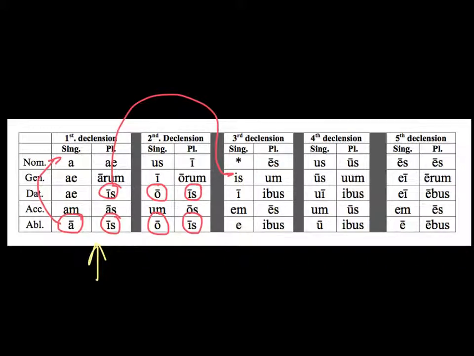In the third declension, I'm not concerned about your memorizing any macrons, but I do want you to make sure that you do not put a macron on the E ending in the third declension. The third declension is the only declension where the ablative singular ending does not have a macron.